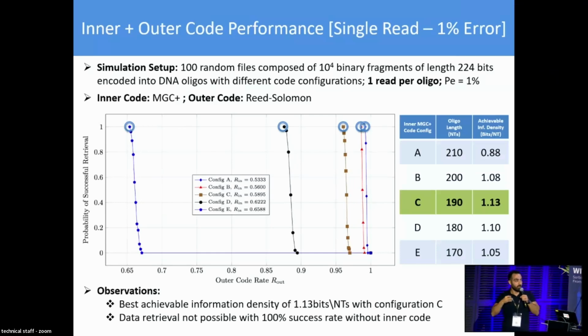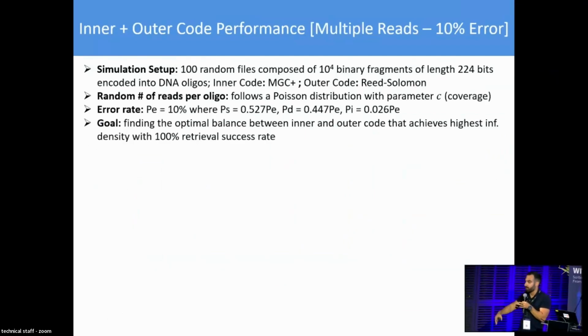And then we are looking for the optimal trade-off now, like what is the optimal balance between the rate of the inner code and the rate of the outer code that maximizes the information density. And here, a certain configuration gives us 1.13 bits per nucleotide. And this is, again, with only one read per sequence. The next question is, what if we have multiple reads per sequence?